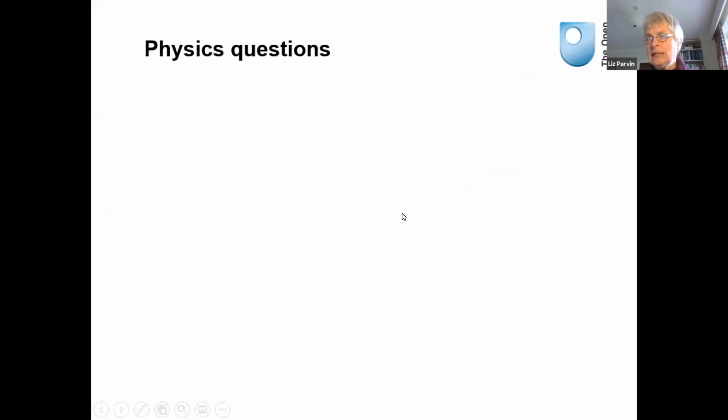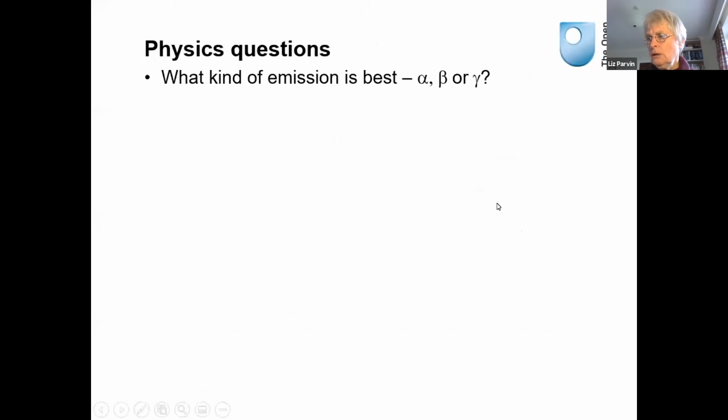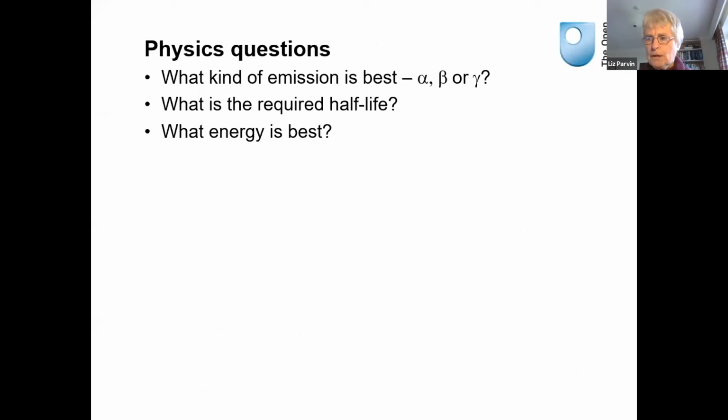Right, we're physicists. Let's ask some physics questions. We're going to do that process that we've just shown on the slide there. We're going to inject the patient, and we want to pick up the radiation, and we want to create an image. So, physics questions. What kind of emission are we going to use? Alpha, beta, gamma? What sort of half-life do we want? A few minutes? 1,000 years? Definitely not, because we're putting this into the patient, and we want to get an image, and the patient's got to go home afterwards. What energy of radiation is best?